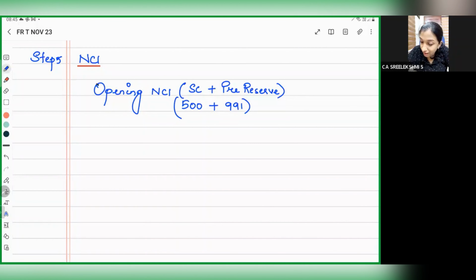So 500 plus 991 is the total opening net assets, of which what is the share of non-controlling interest? 298.2. Do you get the same figure? Yes, right? You're getting the same figure.